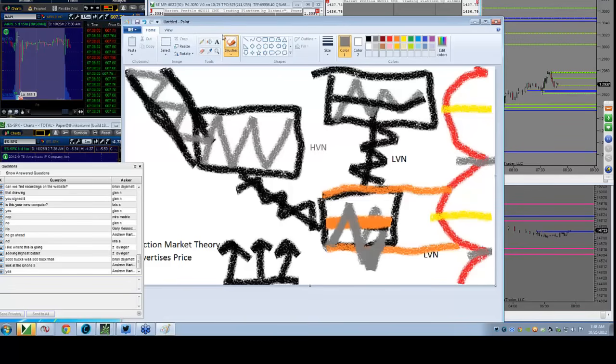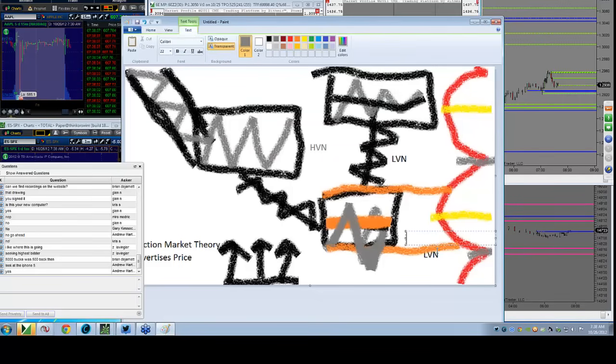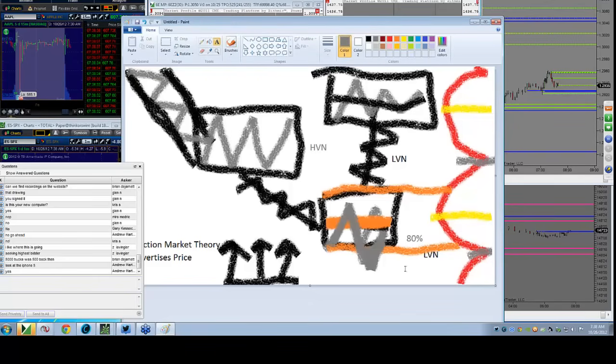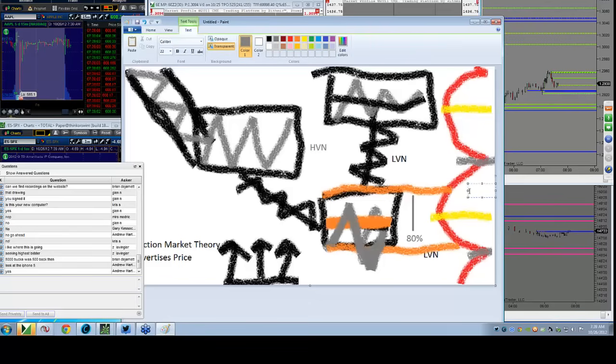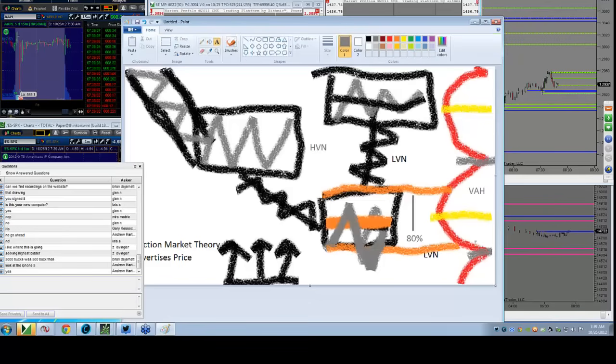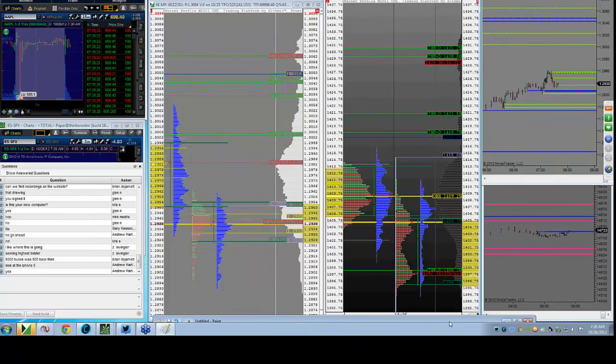If you come back up into the previous balance, you have an 80% chance that you will now go to the other side. You will test the other side of the range. What is this? This is the value area high, VAH, VAL. Is that not what the market's doing right now? Remember, it's an auction market.